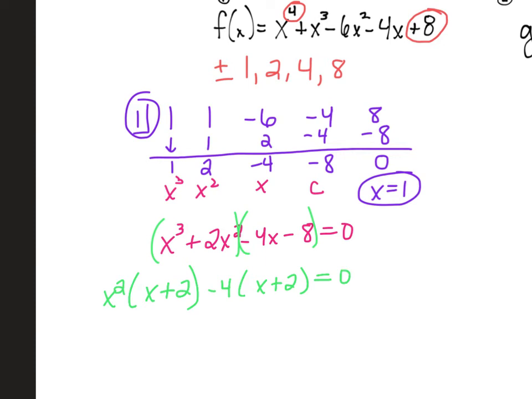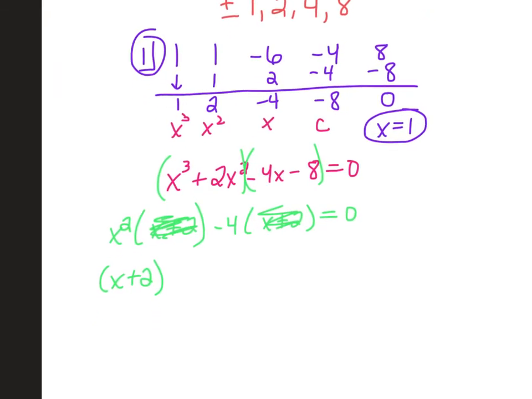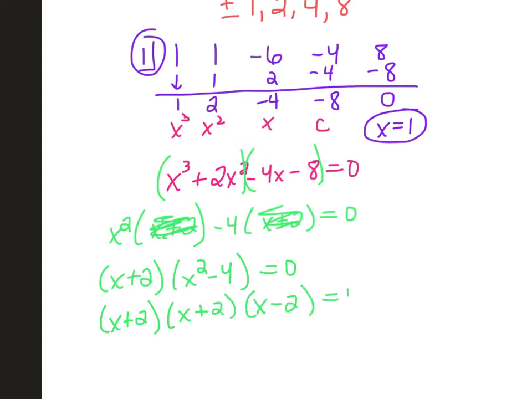So did grouping work for us? Yes, I take out that common term that they have of x plus 2. That's gone now. And what's left over? x squared minus 4 equals 0. I cannot factor x plus 2 anymore. Just going to stay. What can I do with x squared minus 4? Difference of squares. It is the difference of squares. So it's x plus 2, x minus 2.